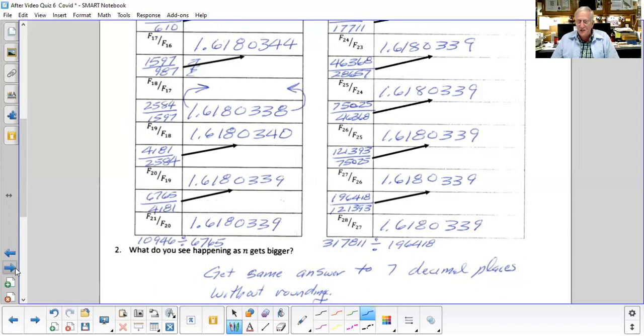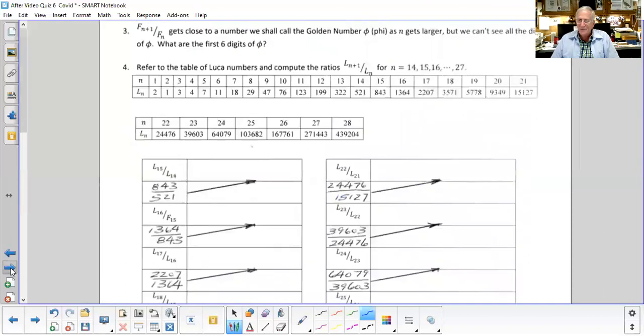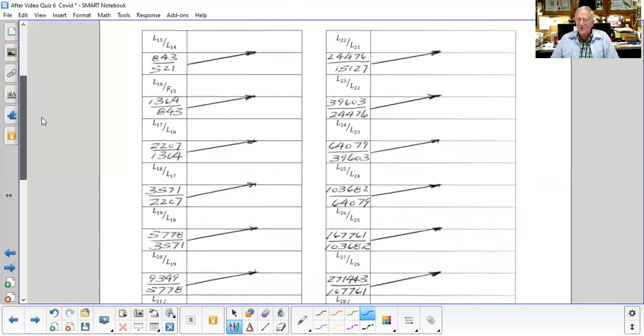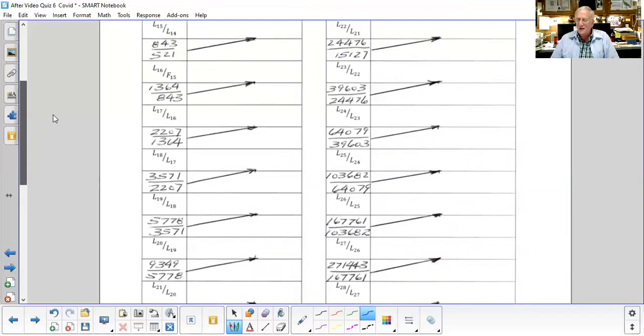If you flip your sheet over to the back, I have the Luca numbers written out starting at Luca 15 divided by Luca 14, Luca 22 over here divided by Luca 21. So let's just do this. Take a minute right now and take this one right here, Luca 17, and divide it by Luca 16. So that's 2207 divided by 1364. And see what you get for an answer.